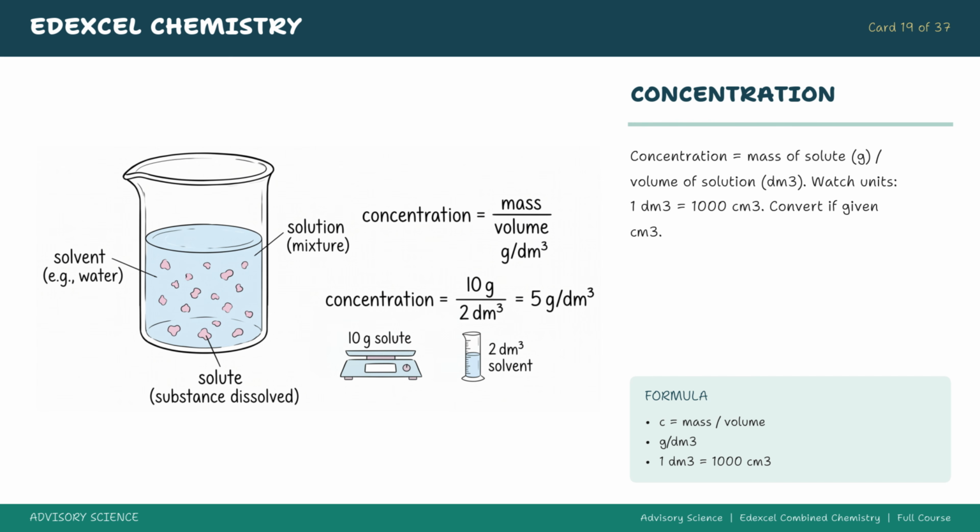Concentration. Concentration tells you how much solute is dissolved per unit volume of solution. The standard unit at GCSE is grams per cubic decimeter. The formula is concentration equals mass of solute in grams divided by volume of solution in cubic decimeters. Watch your units carefully. 1 cubic decimeter is 1,000 cubic centimeters. So if you're given a volume in cubic centimeters, divide by 1,000 first. The unit conversion is where most marks are lost. Always convert cubic centimeters to cubic decimeters first before you do the division.